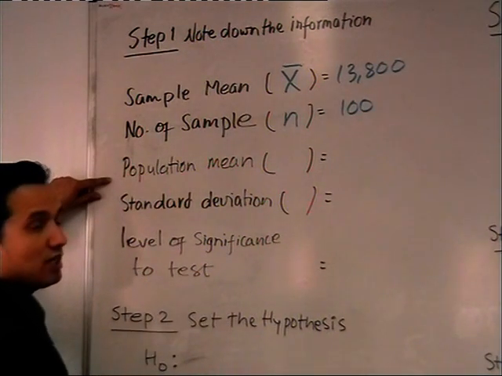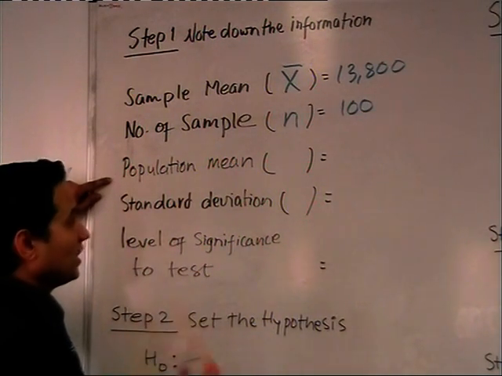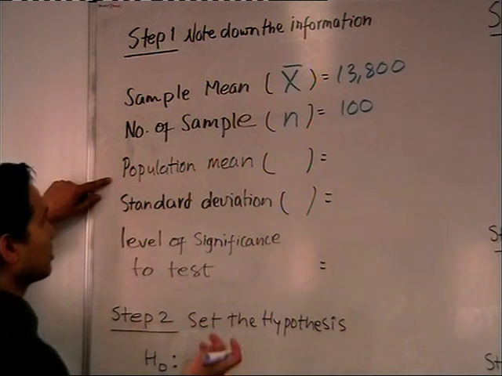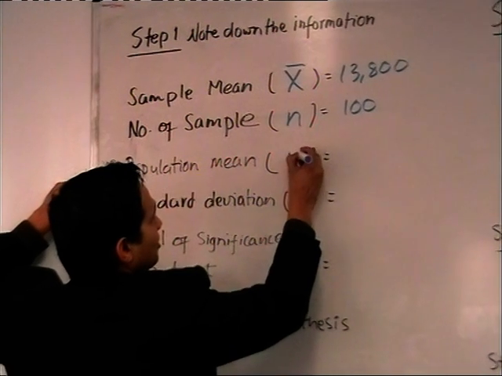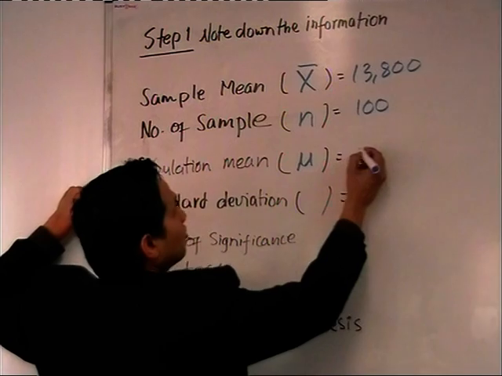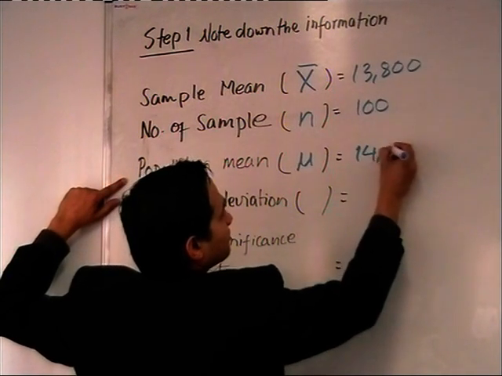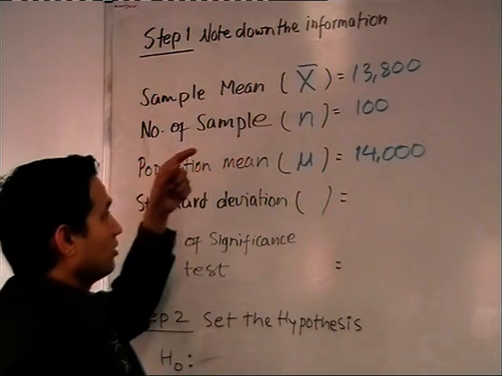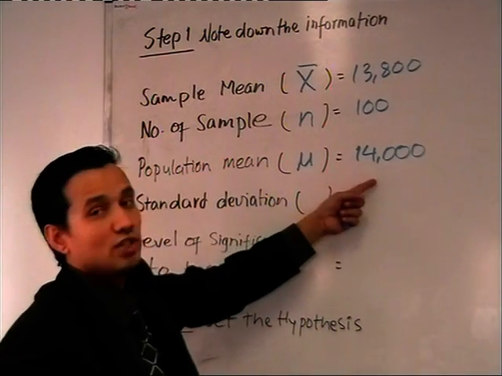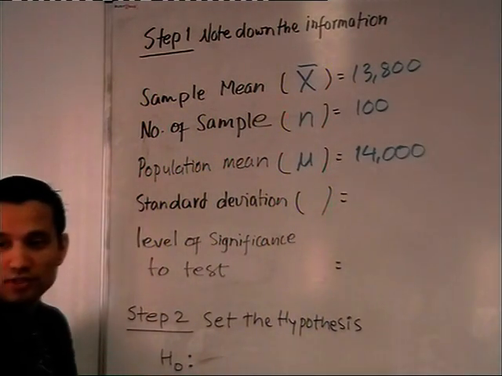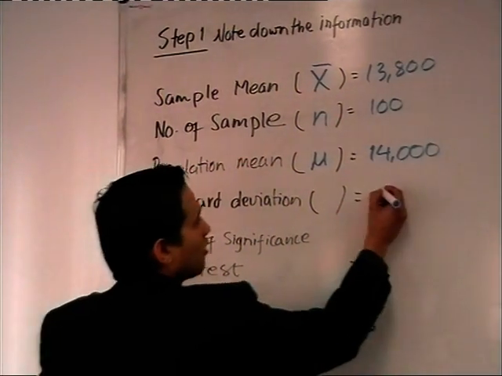The population mean is in general the claim. In this question, it is the claim of the bulb manufacturer, and the population mean is given the symbol mu, which is 14,000. So the bulb manufacturer is saying that the bulb should last for 14,000 hours. The standard deviation given by the question is 1,000 hours.